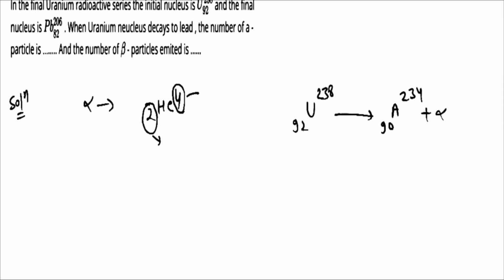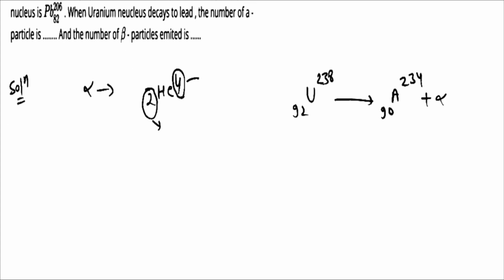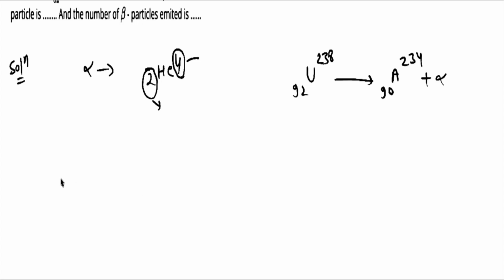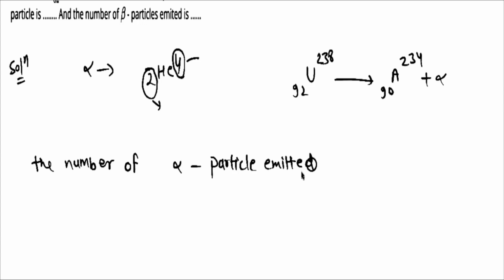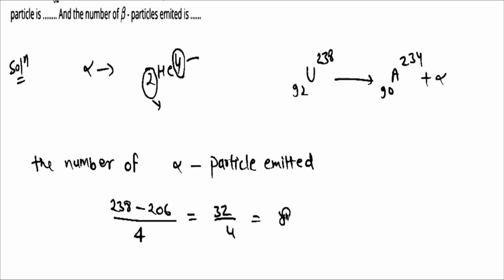In this question we are given uranium and the final nucleus Pb. So now let us find the number of alpha particles. To find the number of alpha particles emitted, in the very first we have mass number 238 and in the very last we have 206, and we divide the difference by 4, because 4 is the mass number of the alpha particle. So 32 divided by 4 gives a total of 8 alpha particles emitted.